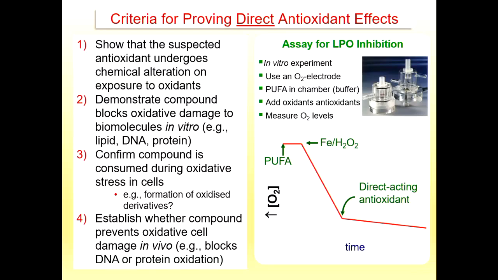But then you need to do something even more challenging. You need to show the same thing happens when cells are undergoing oxidative stress, cultured cells, and also that chemistry that you identified in aim 1 up here. Can you actually show that those oxidized derivatives of the antioxidant are actually forming in a cellular biological system? And then probably the toughest criterion down here is, can you show that the administration of your antioxidant actually suppresses oxidative damage in vivo?